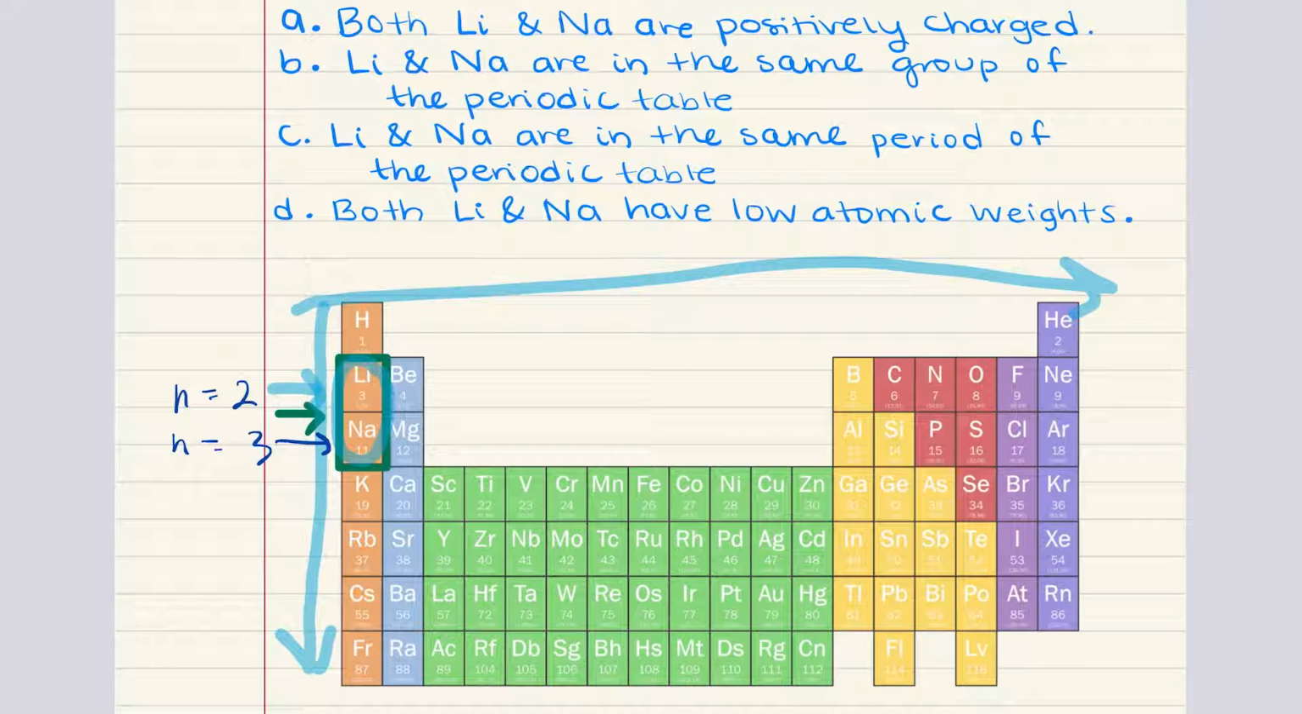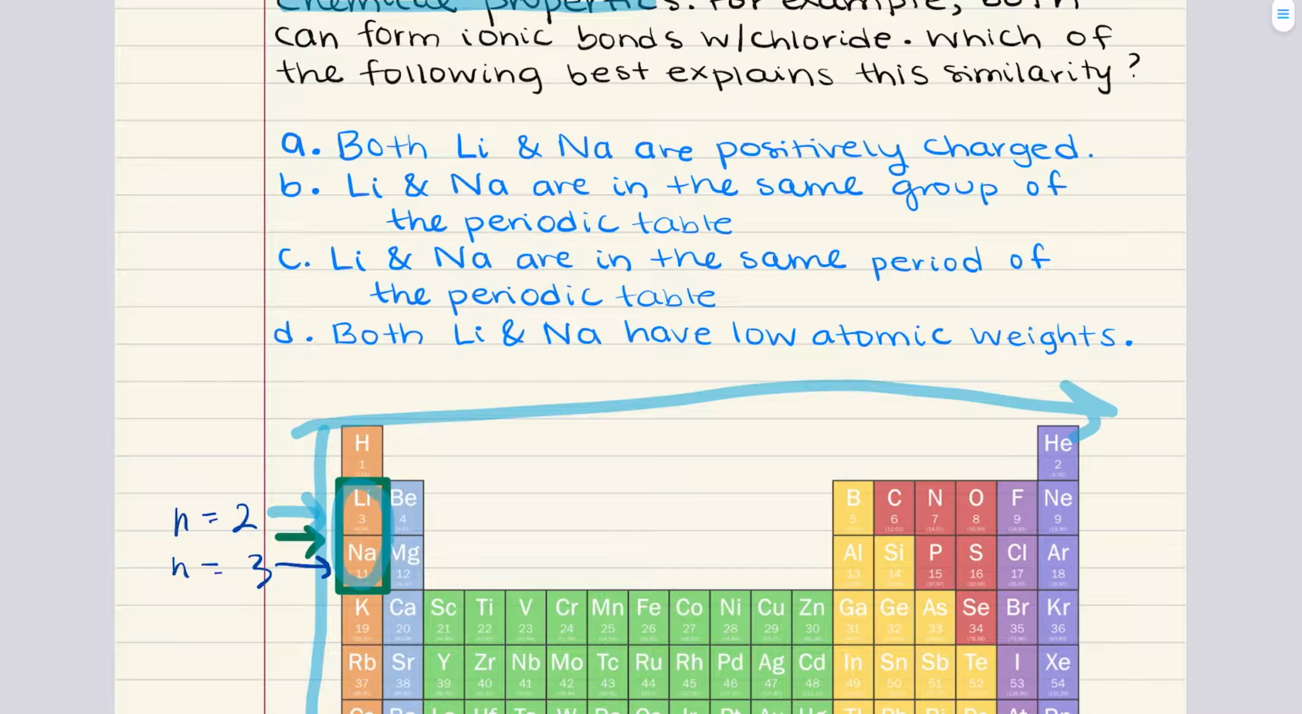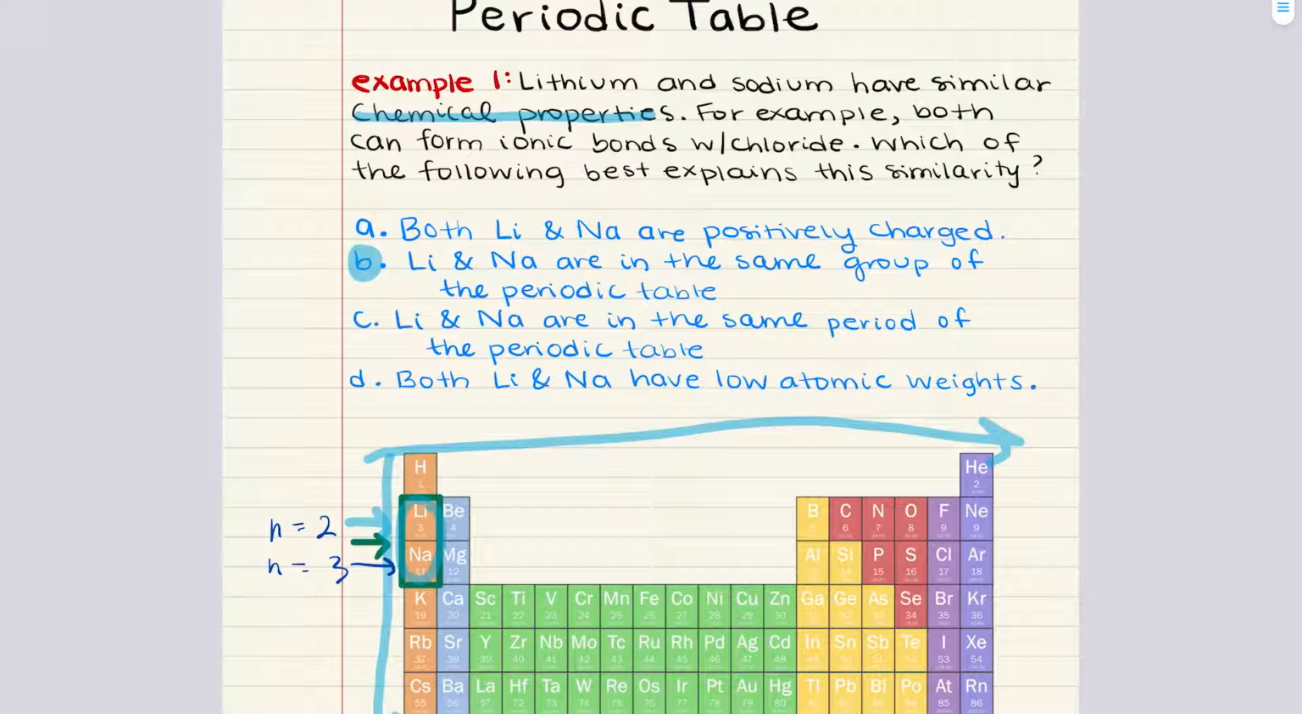All right, then our last option here says both lithium and sodium have low atomic weights. Now, while lithium and sodium do have relatively low atomic weights compared to many other elements, this characteristic does not directly explain their similar chemical properties. The atomic weight affects physical properties more than it does chemical reactivity. And so, all in all, the correct answer here is going to be answer choice B. Lithium and sodium are in the same group of the periodic table, hence why they have similar chemical properties.